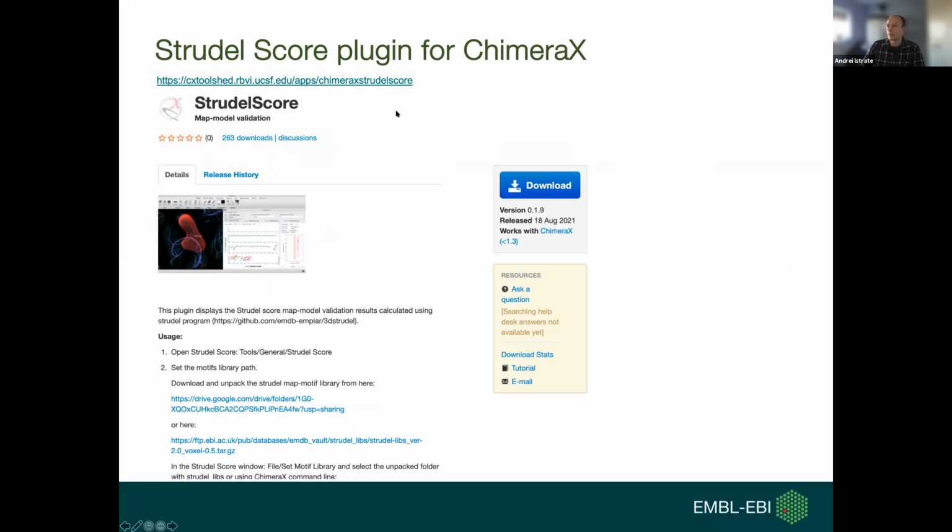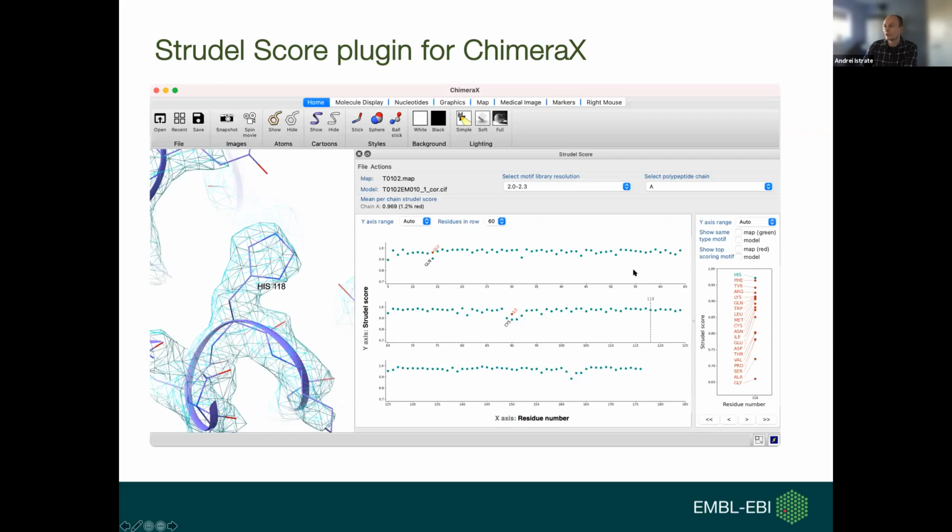The plugin is available on the ChimeraX toolshed page, and also can be installed directly from ChimeraX. And also, if you install 3D Strudel using CCP-EM, it's not yet available, but it will be soon. This plugin will be also installed. So this is how it looks.